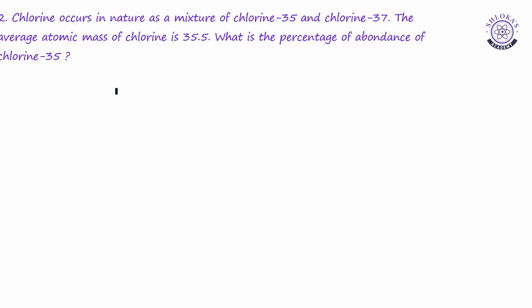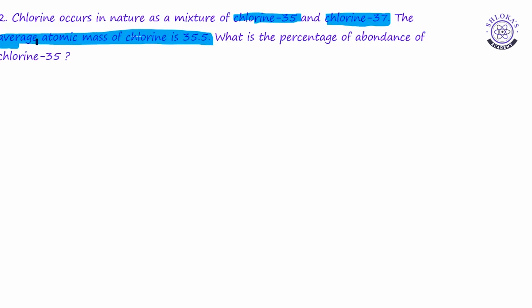Chlorine occurs in nature as a mixture of chlorine 35 and chlorine 37. That means the two isotopes are given, and their average atomic mass is also given. How much? 35.5. The average atomic mass of chlorine is given as 35.5. Now what should we find out? The percentage of abundance of chlorine 35 should be found out.